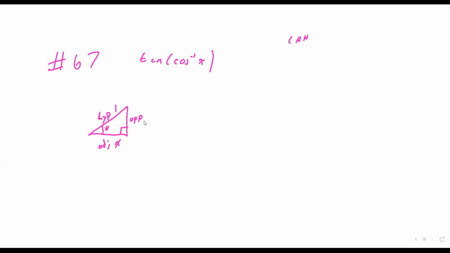So what we can do is calculate this opposite by using the Pythagorean theorem. That'd be x squared plus, I'm just going to call it b, doesn't really matter what you call it, b squared equals 1. So b squared equals 1 minus x squared if I just subtract the x squared over. And then b would equal the square root of 1 minus x squared. So there is my opposite.